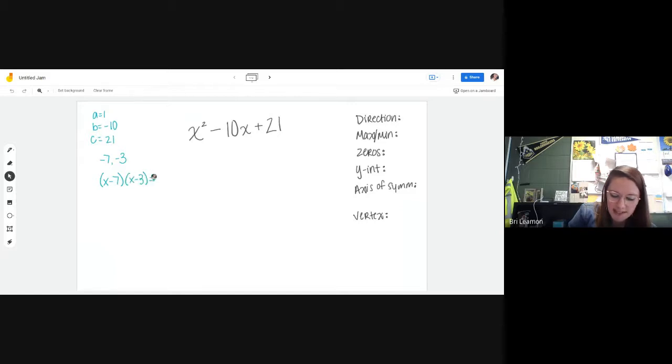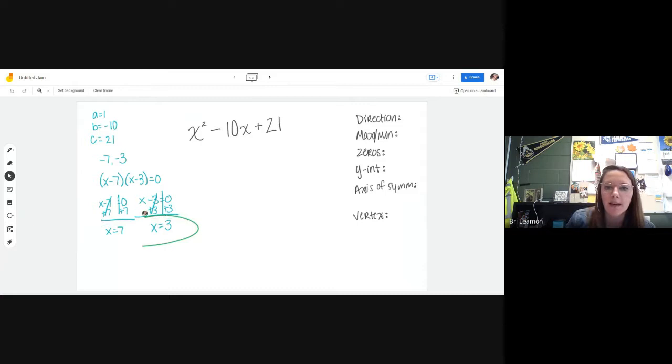And remember, I have to set these equal to 0. So I'm going to say x minus 7 equals 0 and x minus 3 equals 0. Now that I have these equal to 0, I'm going to go through and solve. I'm going to add 7 on both sides here and get x equals positive 7. Add 3 over here and get x equals positive 3. So now I found my two zeros.